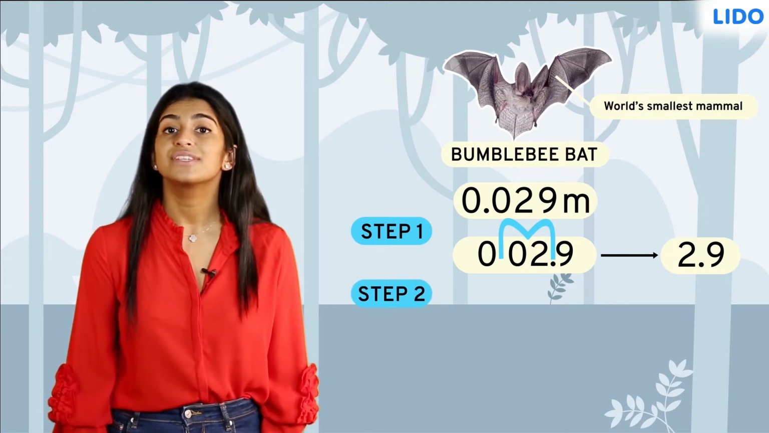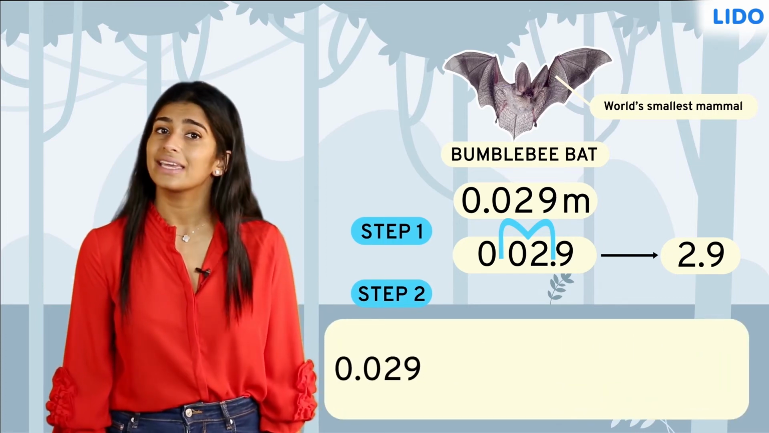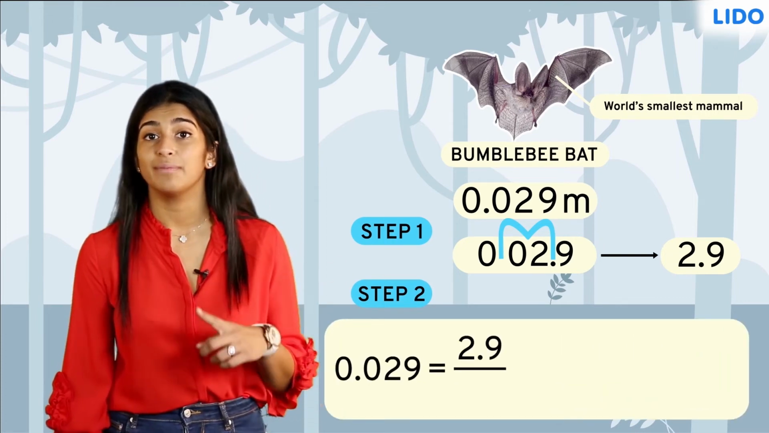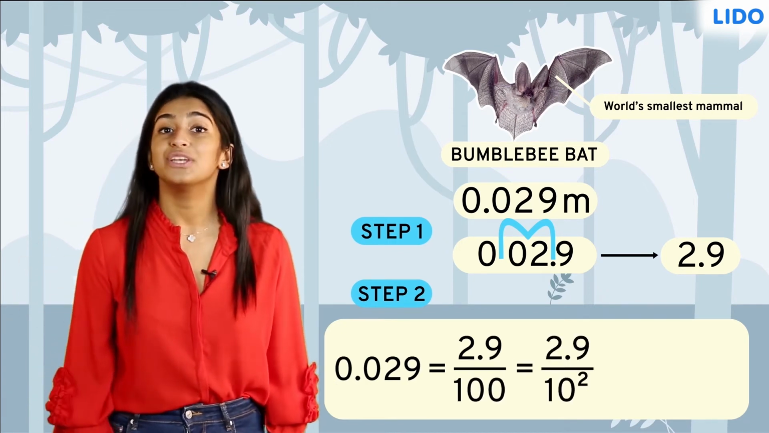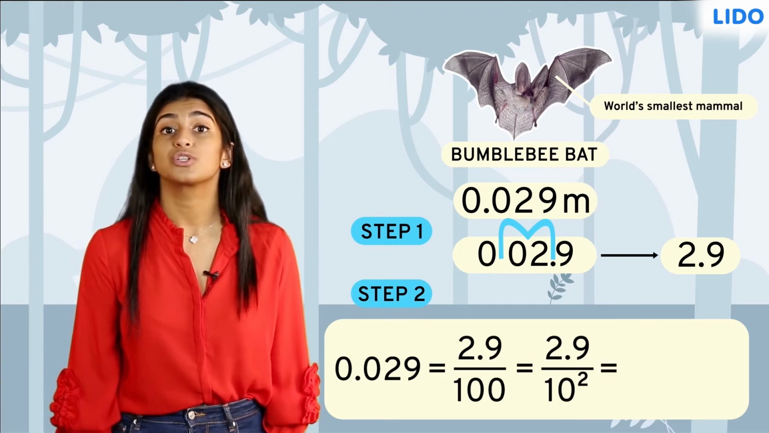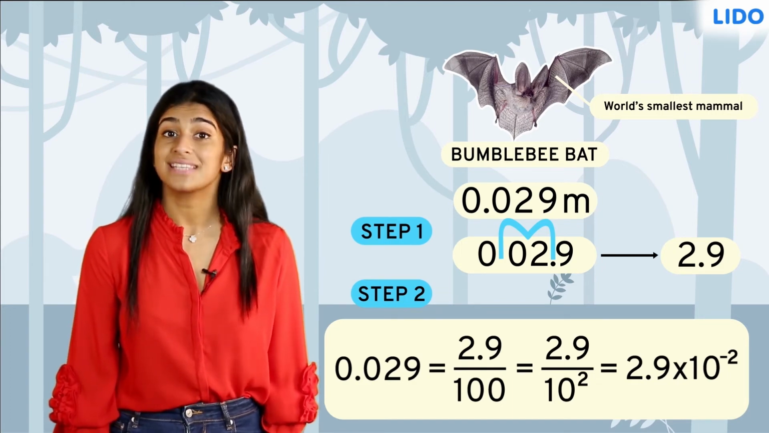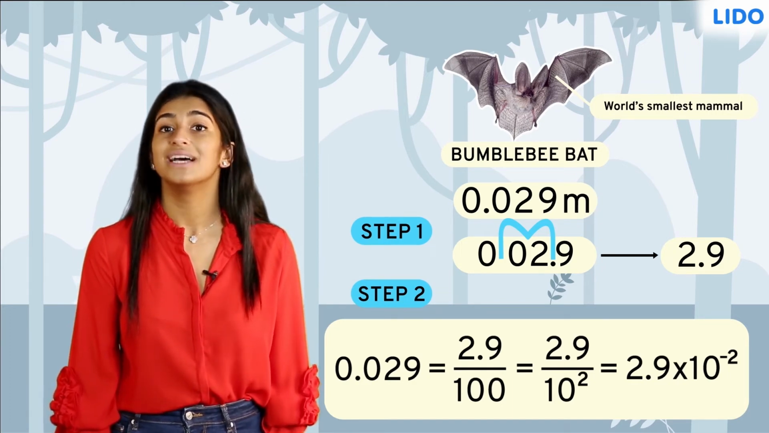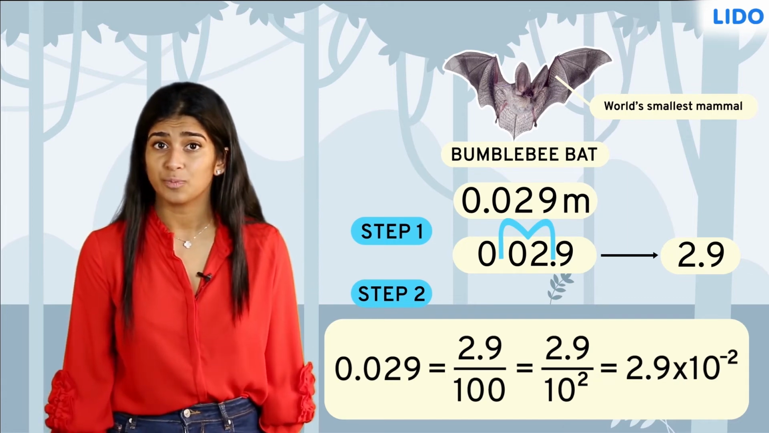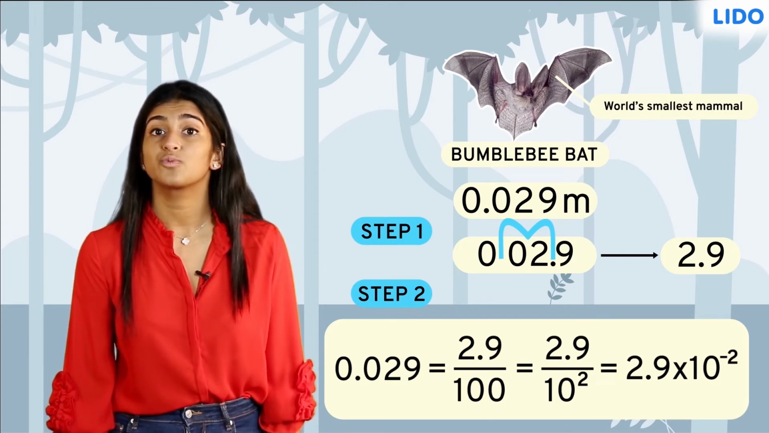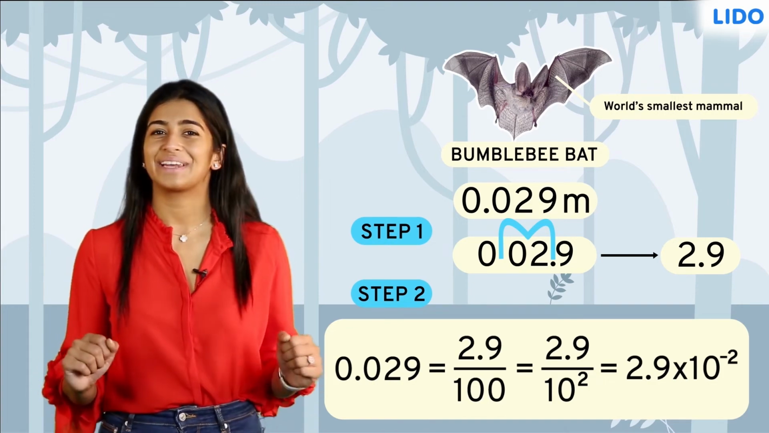The second step is to determine the exponent of 10. Note that 0.029 can be expressed as 2.9 divided by 100 or 2.9 divided by 10^2. And using the exponents law, this can be written as 2.9 × 10^-2, which is the scientific or the standard form of the number 0.029. Notice that the absolute value of the exponent is the same as the number of places we move the decimal to get 2.9. And of course the exponent is negative.